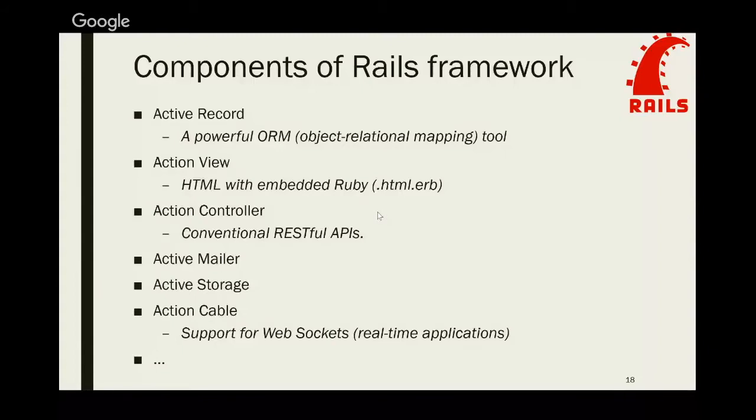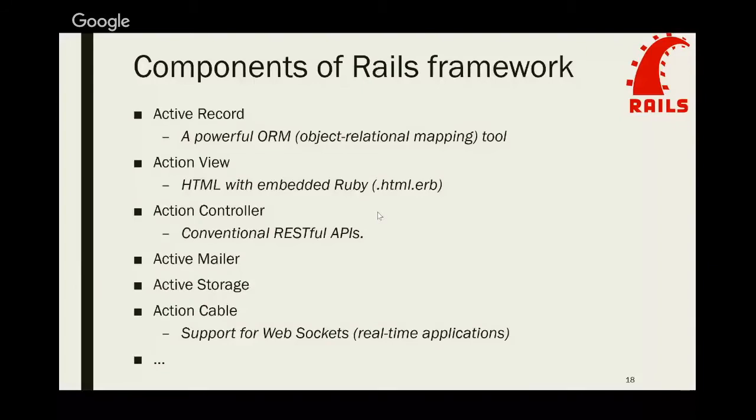Object relational mapping means that when you create a new object in Ruby, a new record is generated automatically in your database as well. So it's kind of a wrapper driver for your database storage.